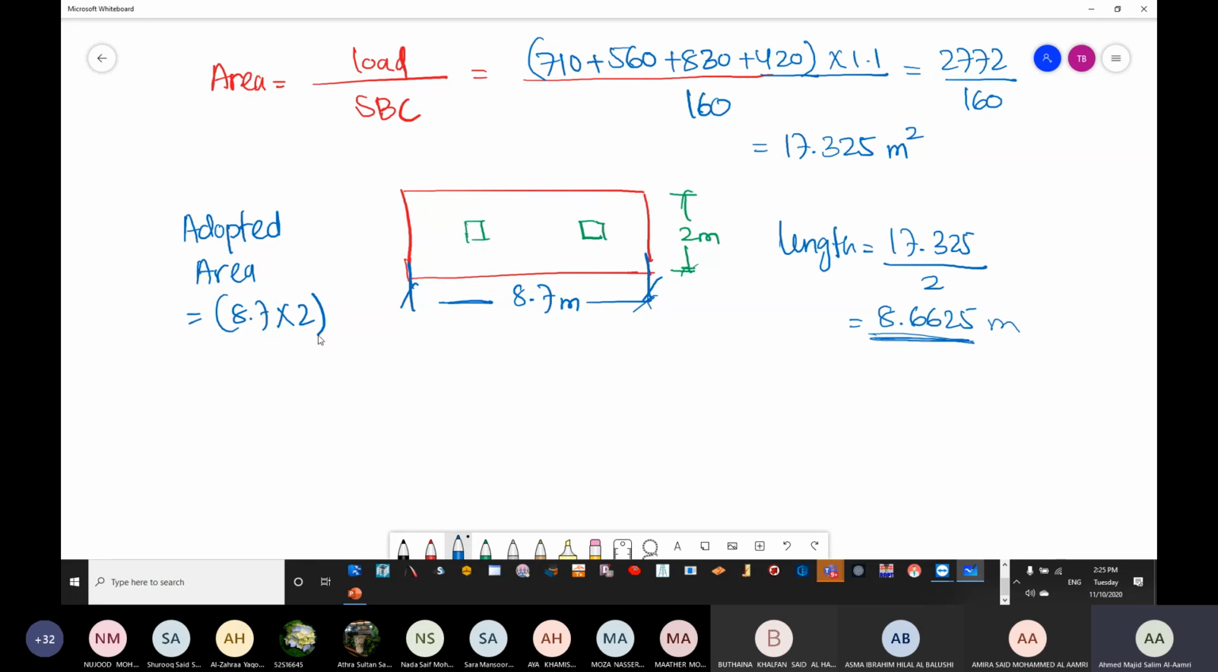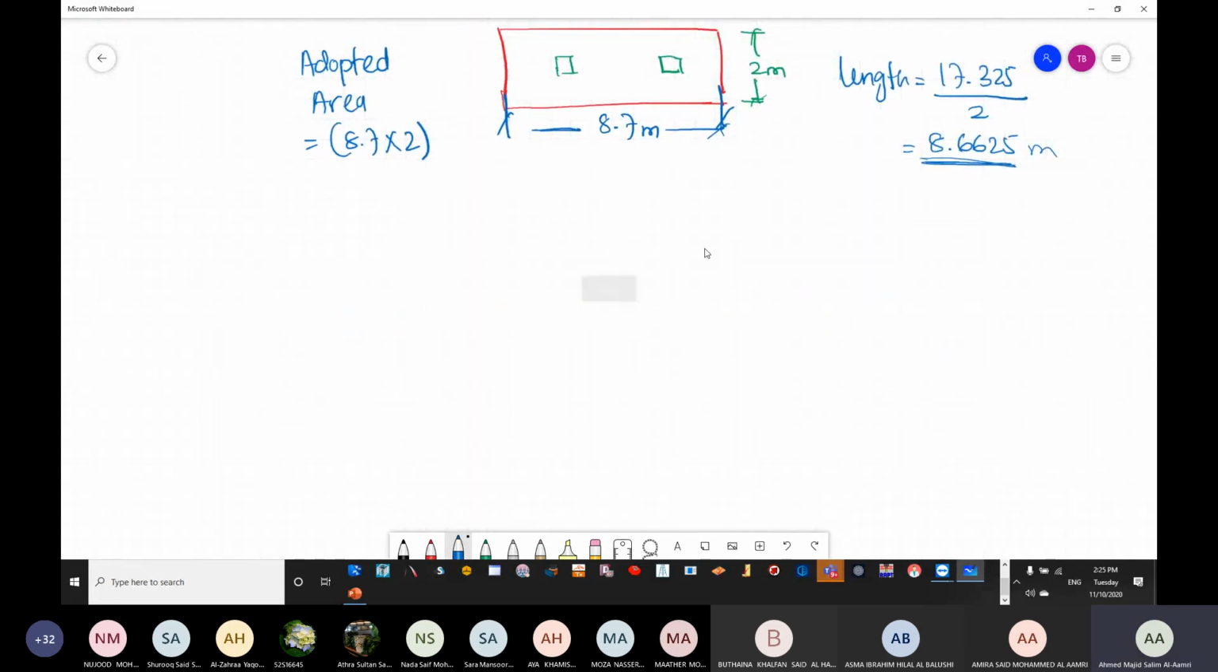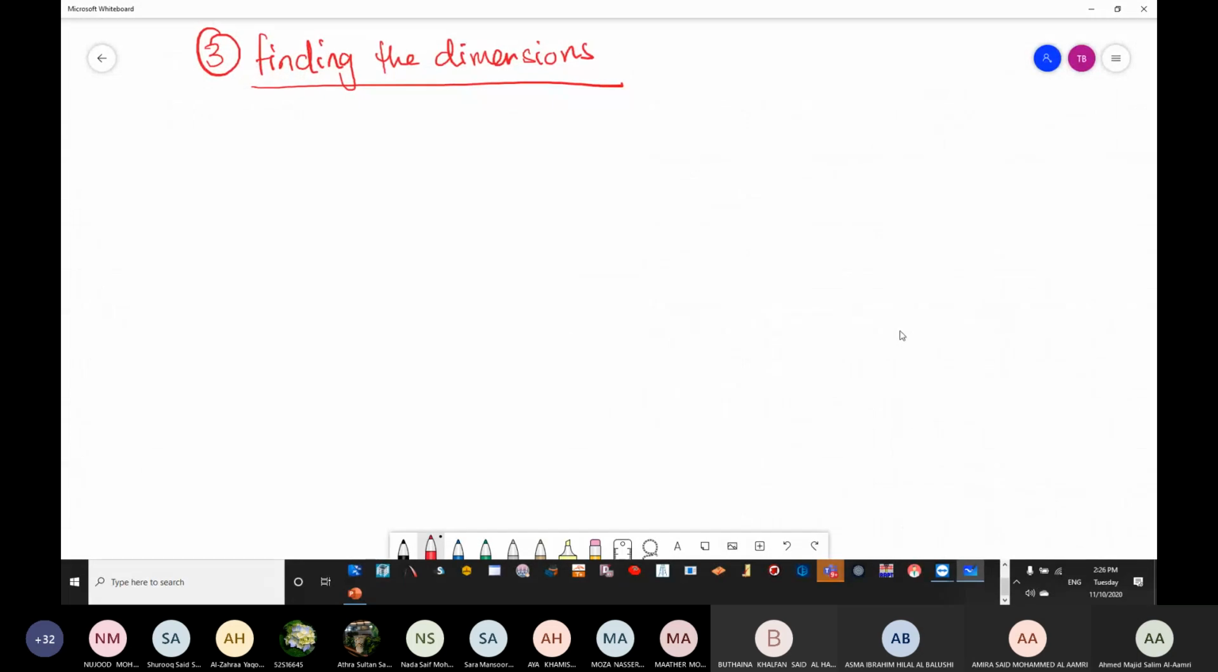Now, after finding the dimensions, we need to have the third step, which is finding the geometry. Once again, the first step is to know the type of foundation, and we have done that. After that, we calculated the area of the combined foundation. After that, we are going to go for finding the full dimensions of the foundation. So let's say step number three, finding the dimensions. Adopted area is the dimension of the foundation that you're having.